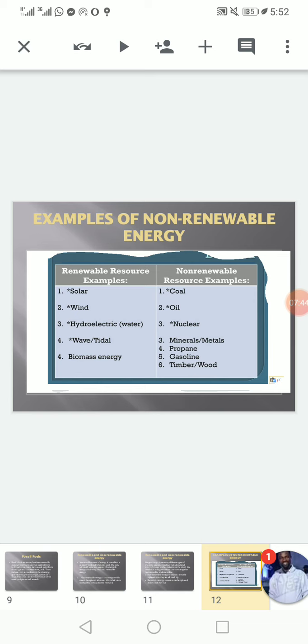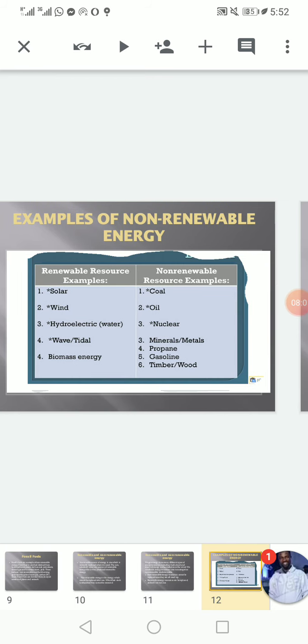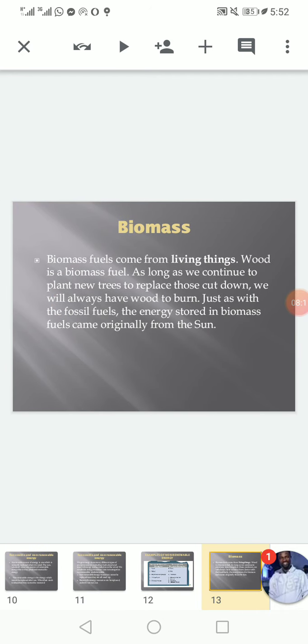Now, examples of renewable energy source are your solar, wind, hydroelectricity, wave, and biomass. While examples of non-renewable are coal, oil, nuclear, minerals, propane, gasoline, and timber or wood. These are the examples of non-renewable sources. Now let's take them one by one.